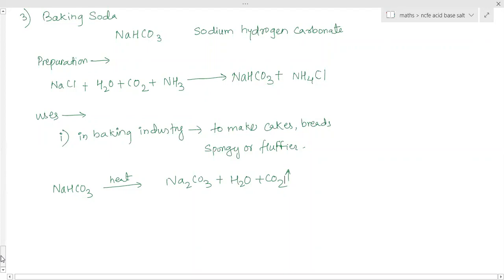But in the case of fermentation, respiration is naturally going on inside the batter. So inside the batter, what happens? Yeast is there. That yeast respires anaerobically and releases carbon dioxide gas. So that carbon dioxide traps between the batter and makes it more and more fluffy, spongier. The same thing happens in this case.